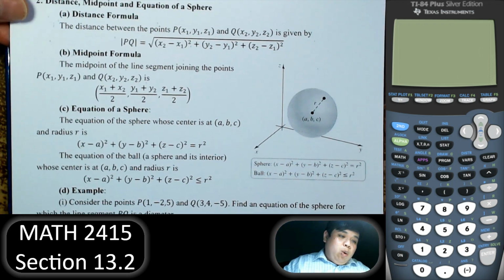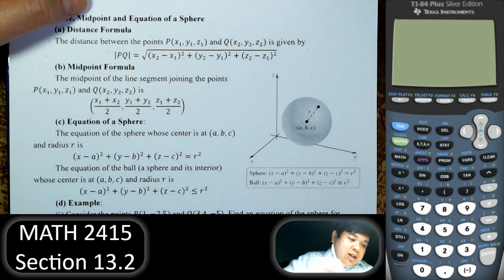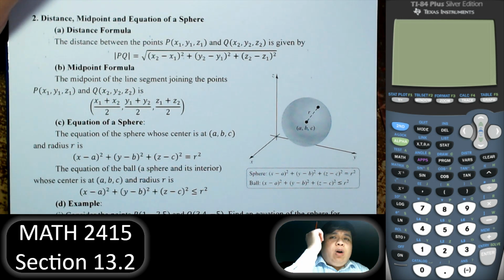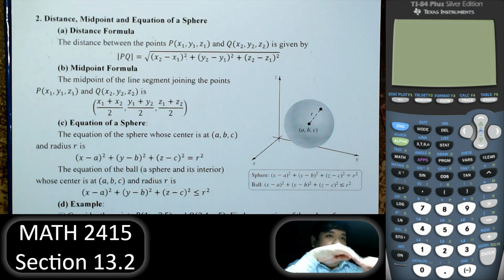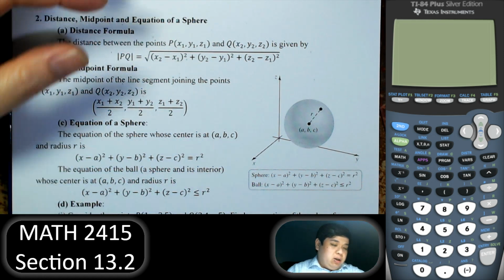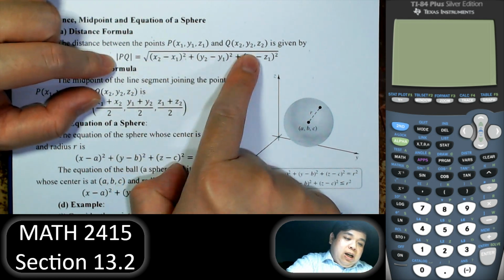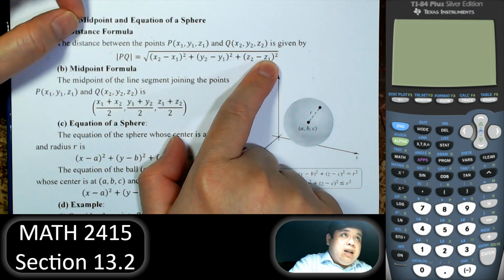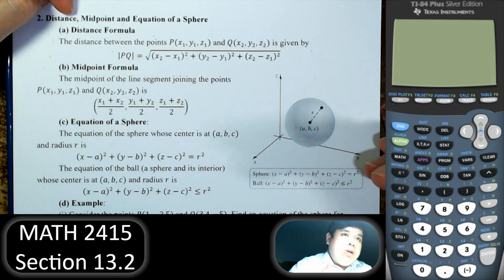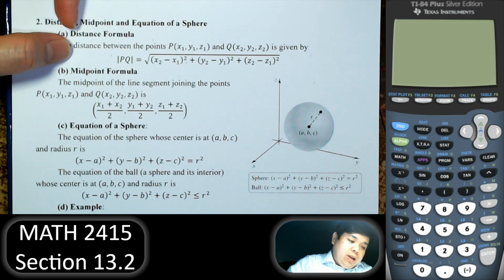Right. Distance, midpoint, and equation of a sphere. Way back in college algebra, we have distance, midpoint, and equation of a circle. Now we extend that into 3 dimensions. Distance formula. So if we have 2 points, the distance between P and Q is going to be given by that. Of course, we extend the Pythagorean theorem in 3 dimensions. That's simple.